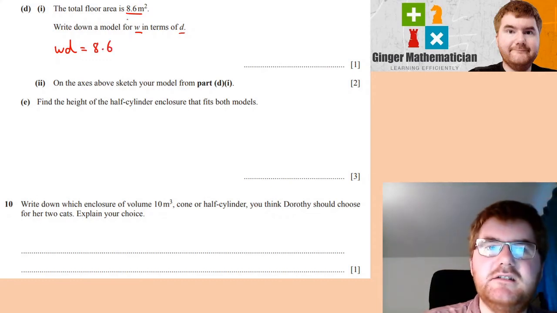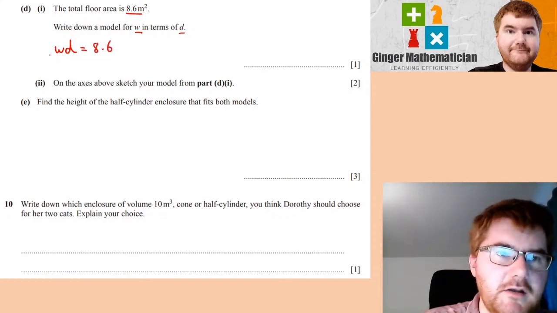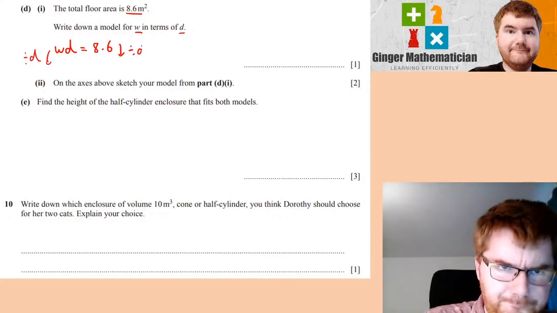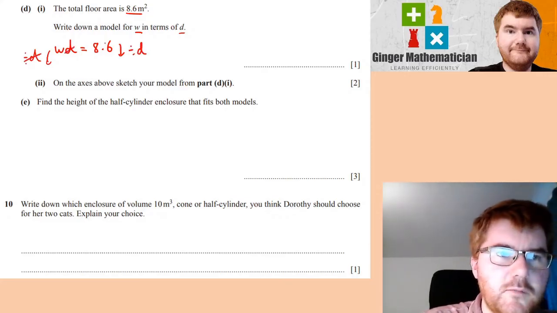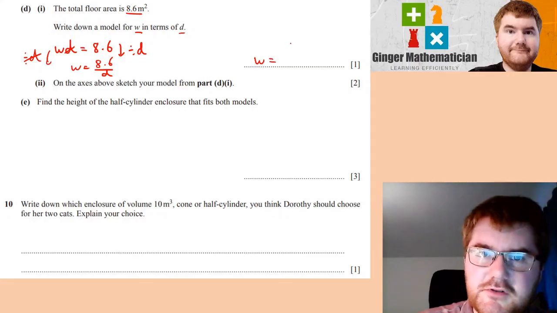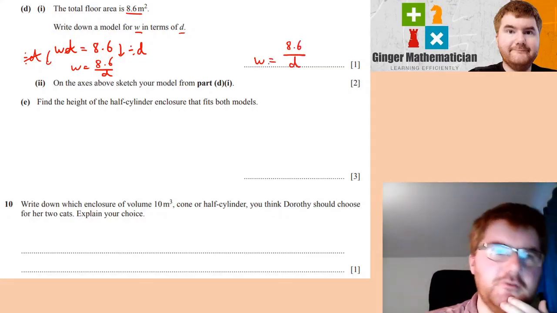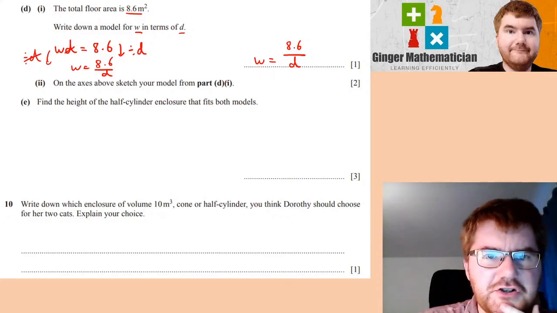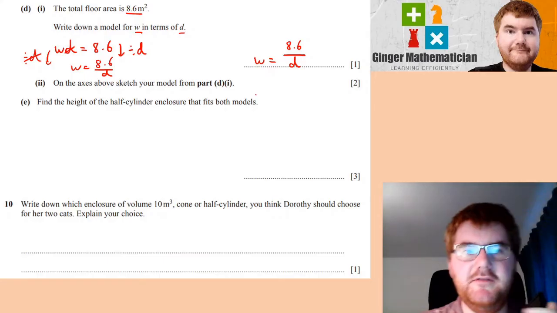And then we want to get W on its own, a model for W. So we just divide both sides by D. This is easier than it looks. If we do that, we can cancel and then get W equals 8.6 over D. So this was not as difficult as it looks. Remember, you've got a rectangle this time at the bottom, not a circle. And now it wants you to sketch the model from part D(i), so this, onto the previous graph.